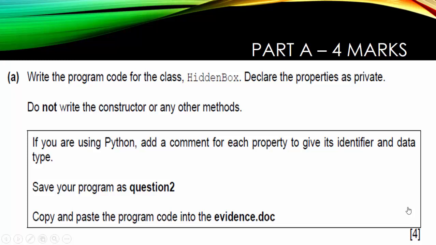Write the program code for the class Hidden Box. Declare the properties as private. Your properties or attributes should always be private. It says do not write the constructor or any other methods. Well, that's super easy. So let's switch over to our code and get those 4 marks.